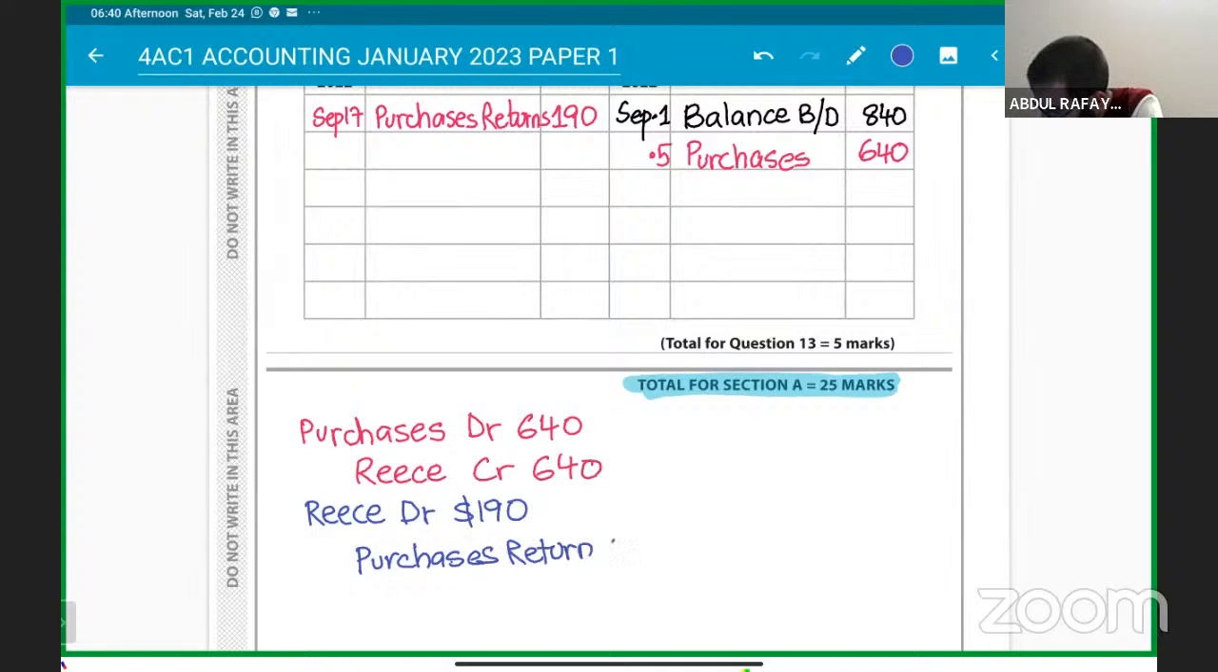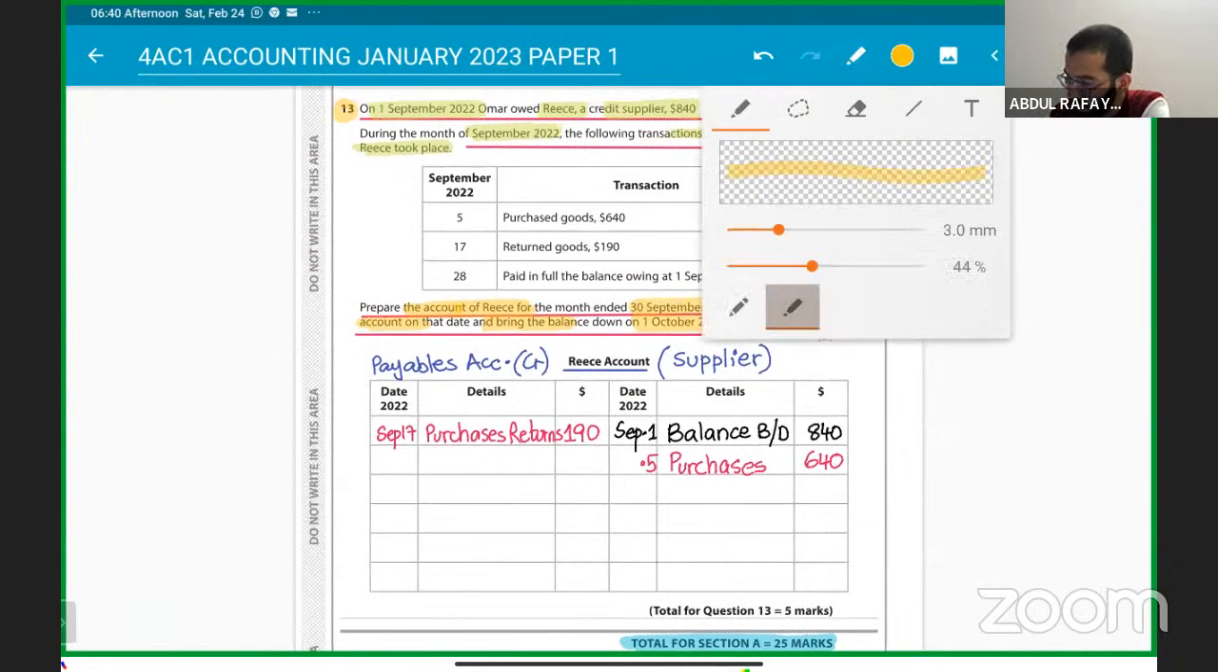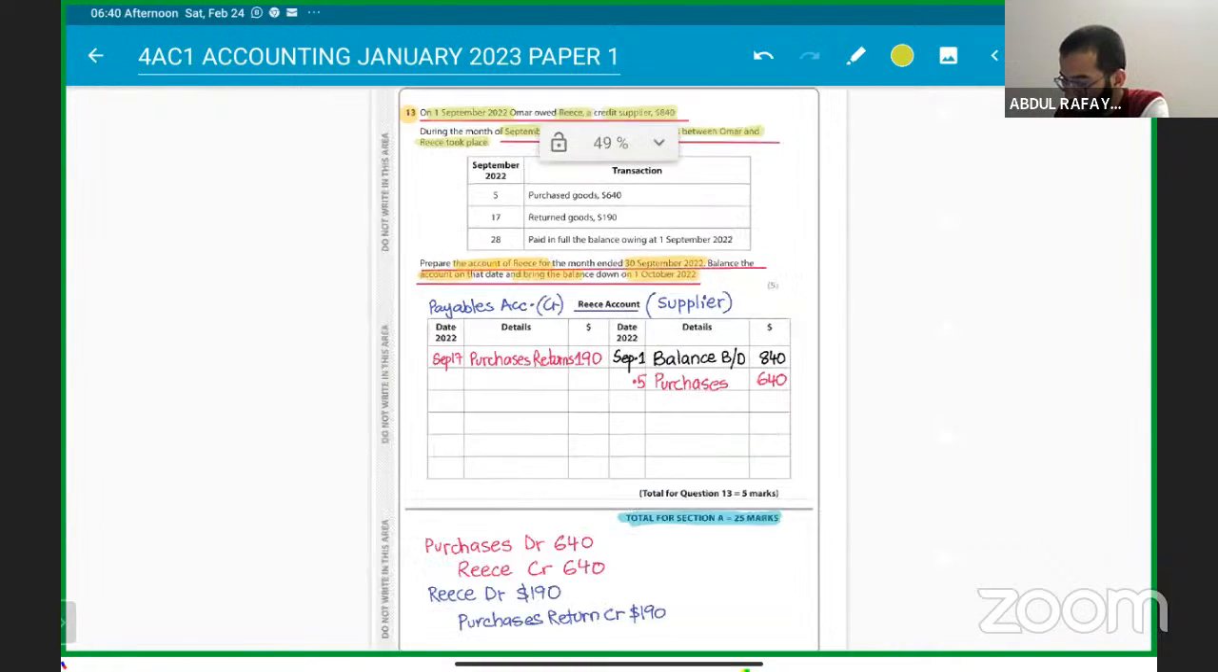Because the nature of purchase return is credit nature, okay? So I'm doing double entries for you, although they are not required, but I'm doing it so that you understand clearly, okay? Double entry is not required, just understand.